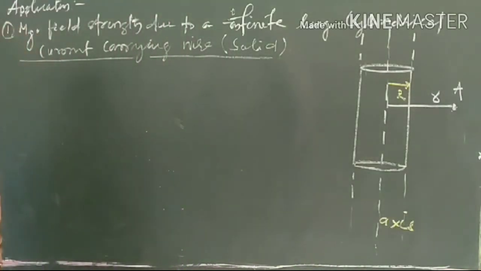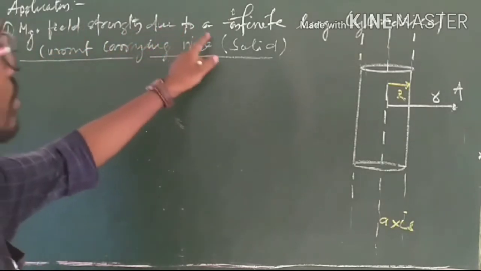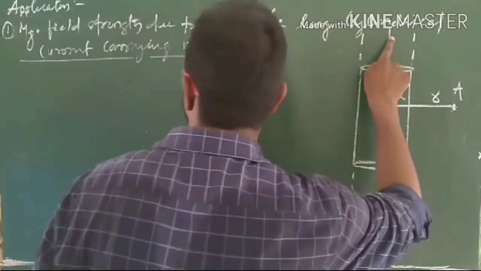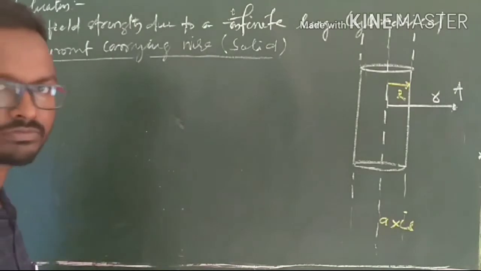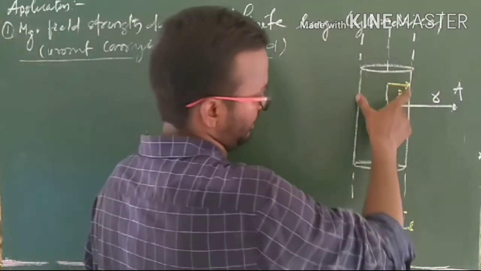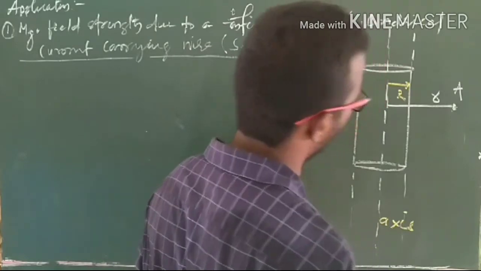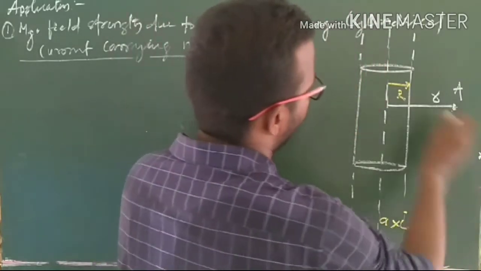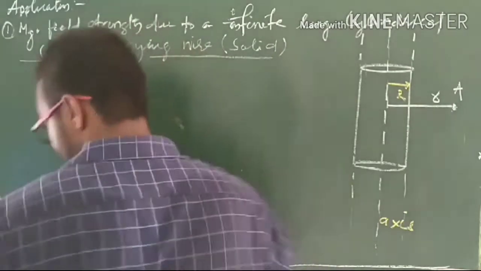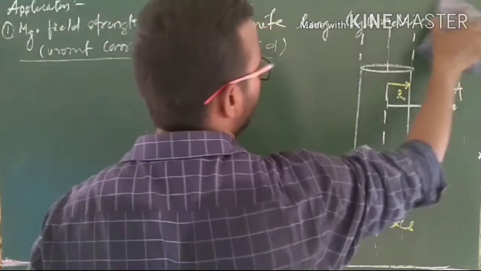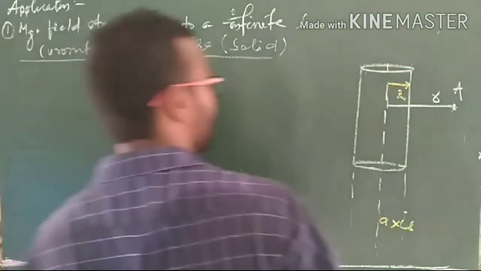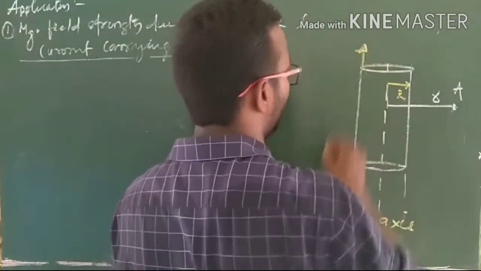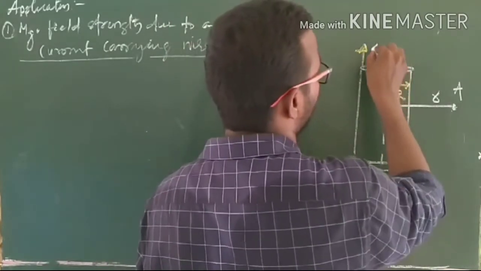Application of Ampere's circuital law. The first application is the magnetic field strength due to an infinitely long cylindrical current carrying conductor, or current carrying wire, which is solid. This is the model of a cylindrical wire which is solid, and this is the direction of flow of current. This is the cylinder which is infinite, and here this is the direction of flow of current.